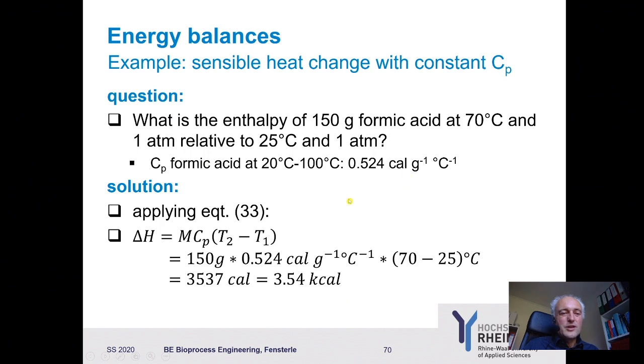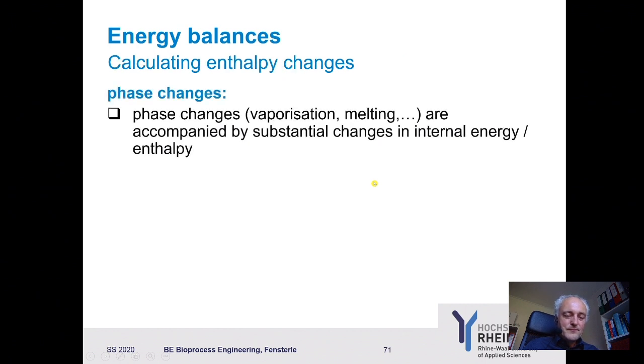And of course, if requested, we could convert that to joules. So we just put everything in this formula. This is what you have already done, so therefore we don't need to do that again and again.